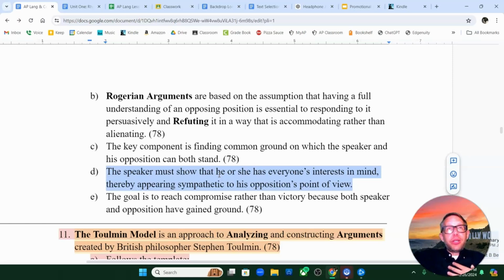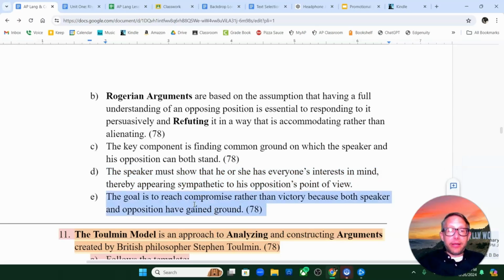Well, Rogers says, no, no, no. In good argumentation, where we're really trying to solve the problem, I want everyone's best interests. I want to have everyone's best interests in mind. And yeah, of course that includes the audience, but yeah, sure, it does me as well. And more importantly, and most unlikely, it includes my opponent. And that's something that's really very unique to this whole concept of Rogerian argument, okay?